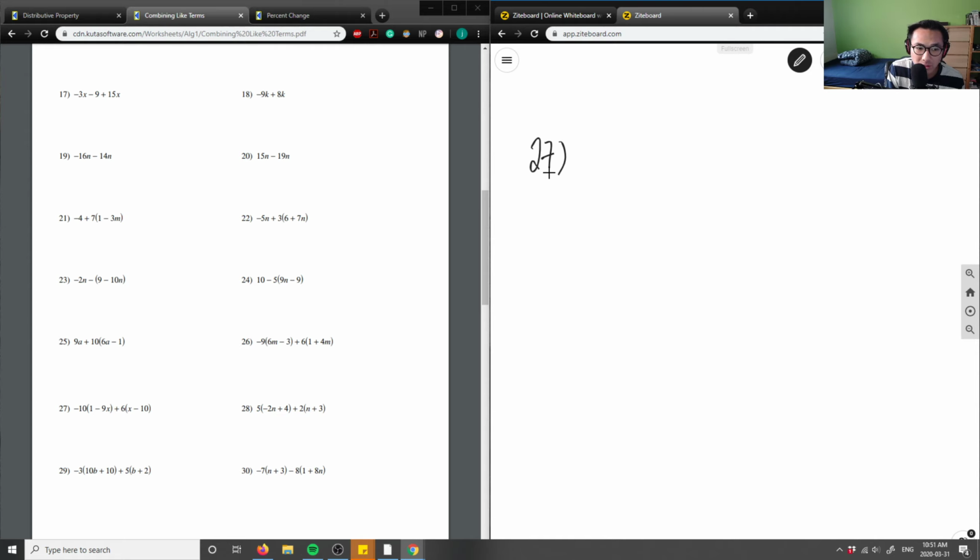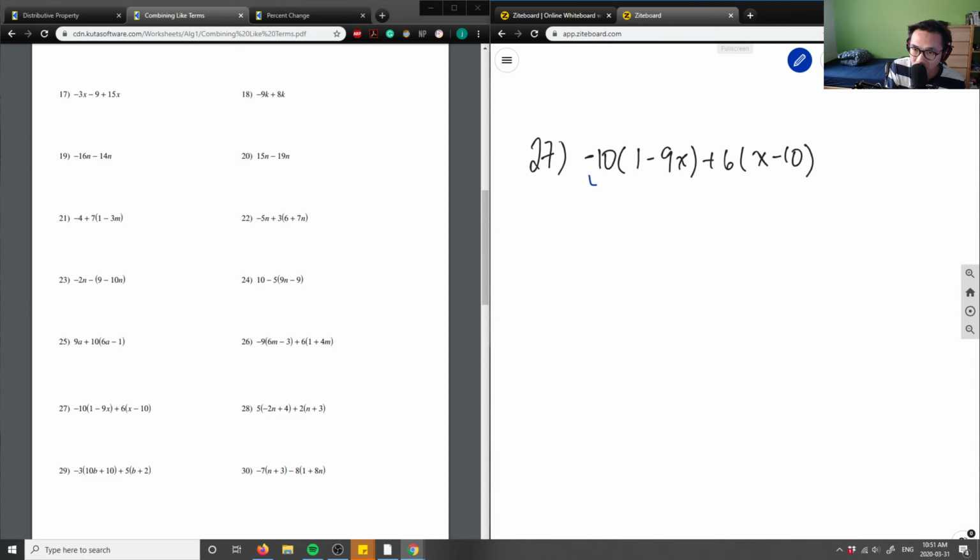It's 27. We have negative 10, and then 1 minus 9x plus 6 times x minus 10. So how do we do this? Again, there's a lot of brackets here, so there's a lot of stuff we can do. So again, you see these brackets. So again, outside term and inside terms, distributive property.